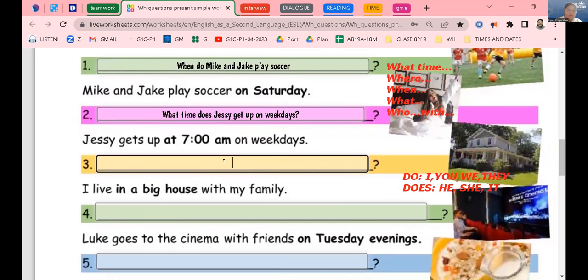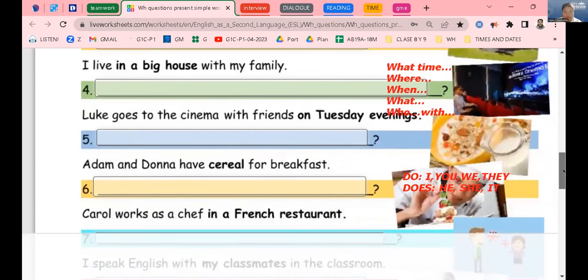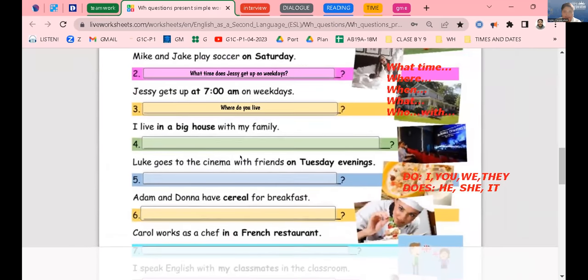I live in a big house with my family. So what do you think? What time, where, when, what? Who with? In a big house. So it's asking where, right? It's asking about? Do you live? Okay. Where do you live? I live in a big house with my family. Excellent. So now take a screenshot and you're going to continue with the rest.